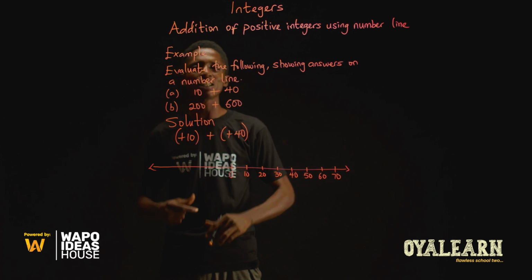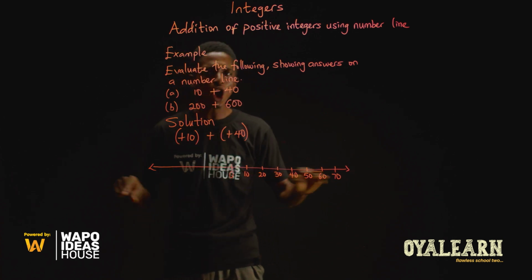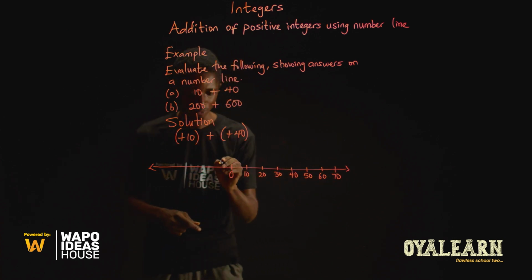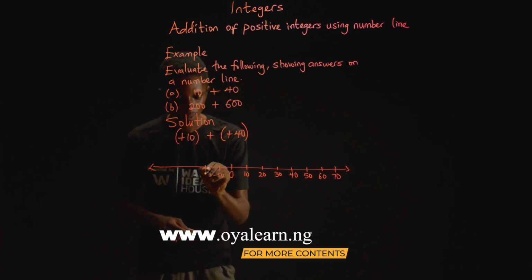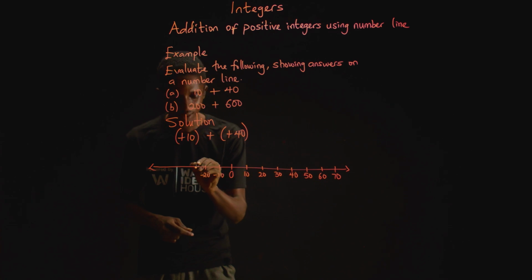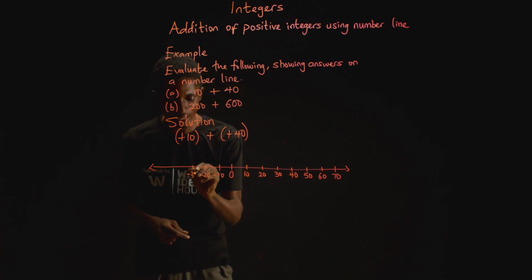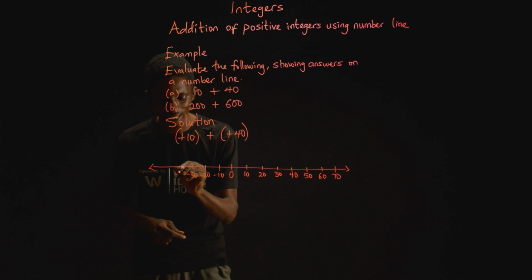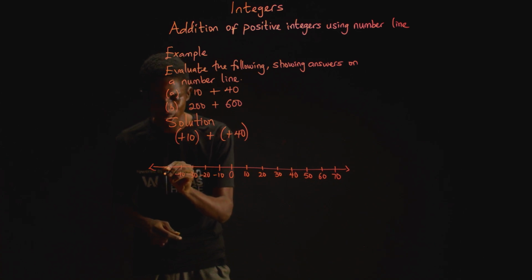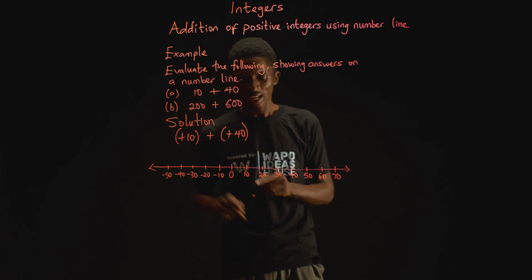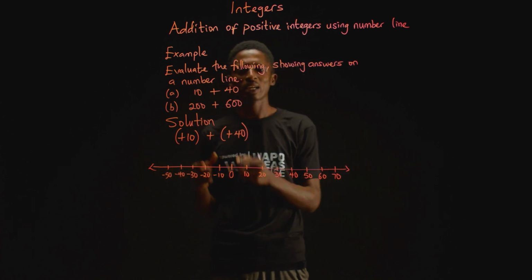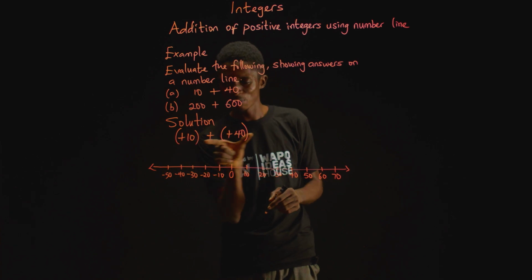To the negative side, you repeat the same steps. All these steps have to be regular. That is, I will have negative 10, negative 20, negative 30, negative 40, negative 50, and so on. Now that we have our number line, we can then perform this expression.